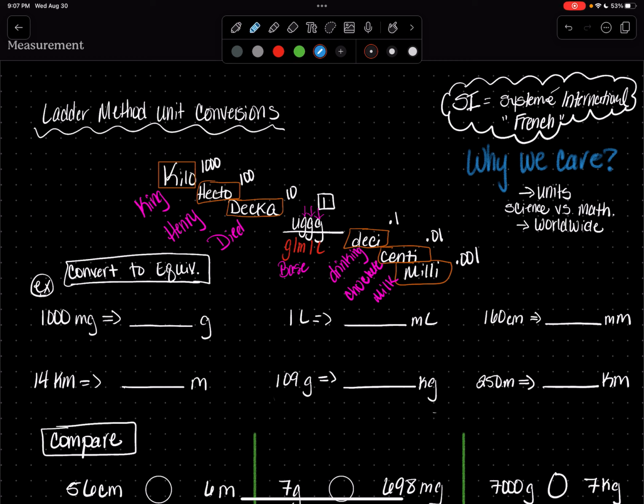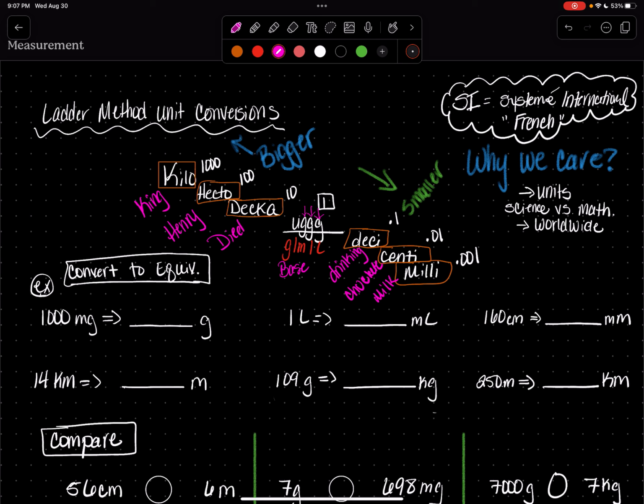And for clarity's sake, this side in blue will be the bigger side. We're getting bigger as we go this way from the base unit. And as we move away from the base unit and go that way, we get smaller. We get smaller. The SI system stands for Système International System.